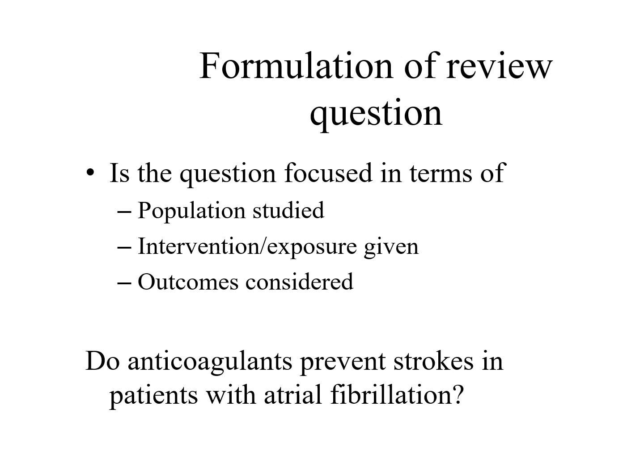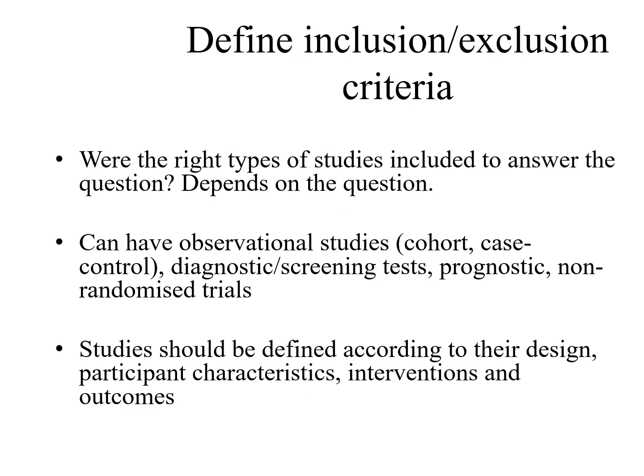Anticoagulants could have been more specific. Outcomes considered, we have a specific disease entity in atrial fibrillation. Inclusion and exclusion criteria have to be defined. So were the right type of studies included to answer the question? Can you have observational studies such as cohort, case control, diagnostic screening tests, prognostic or non-randomized trials? Studies should be defined according to their design, participant characteristics, interventions, and outcomes.